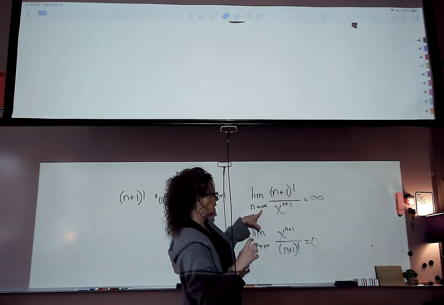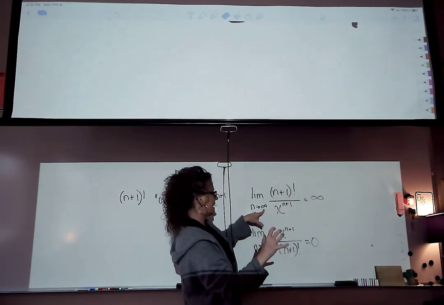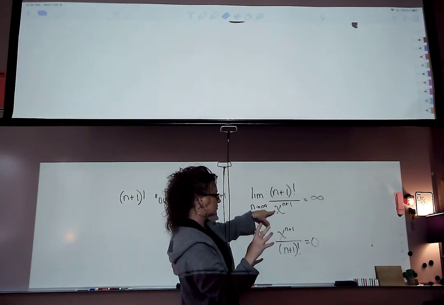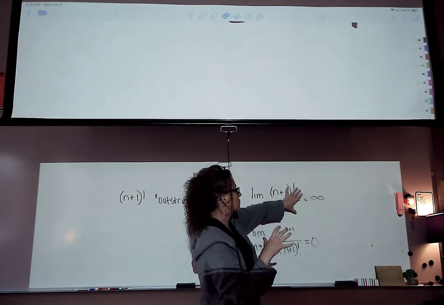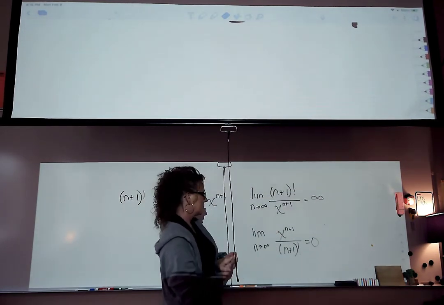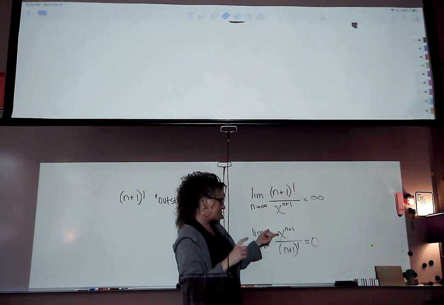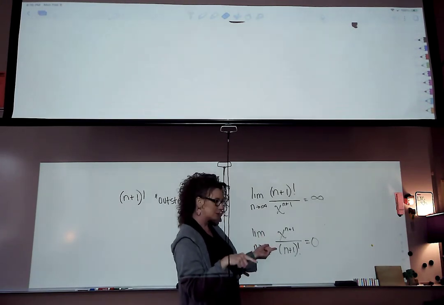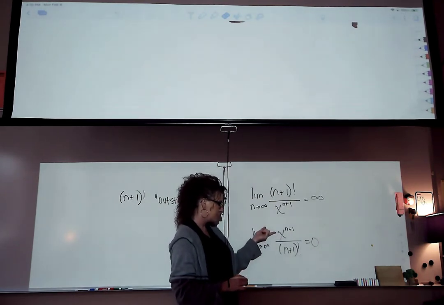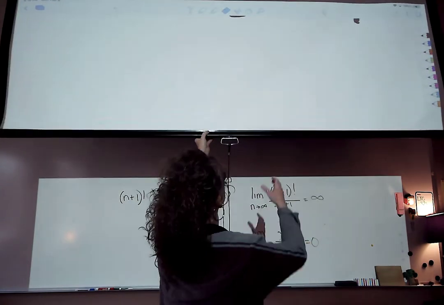So what that means is, if I look for large values of n, this works for any constant x. For large values of n, n plus 1 factorial is growing way faster than x to the n plus 1. Which means that when I make a ratio like this out of them, my ratio is headed toward infinity. Likewise, if I turn my ratio upside down, as n gets large, if I compare x to the n plus 1 over n plus 1 factorial, this denominator is growing way faster than the numerator, and so my ratio is headed towards 0. All right, put that down as your fun fact.